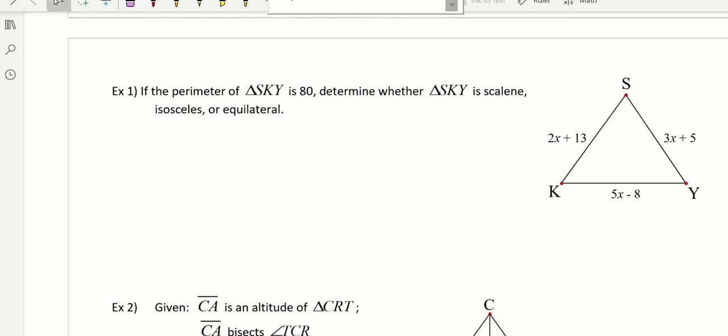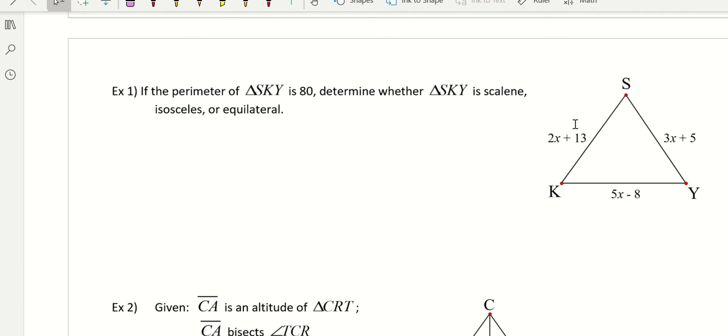Example 1, I think you can do this one. Pause the video on your own and work example 1. Okay, let's take a look at it. If the perimeter of triangle SKY is 80, determine whether triangle SKY is scalene, isosceles, or equilateral. Well, if the perimeter is 80, how do we find the perimeter? We add up the side lengths of all three of the sides.